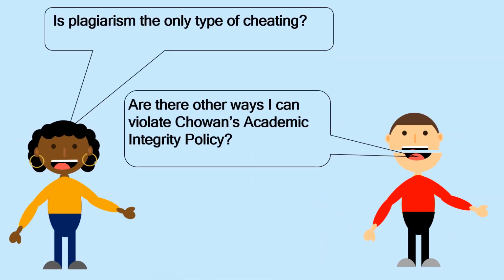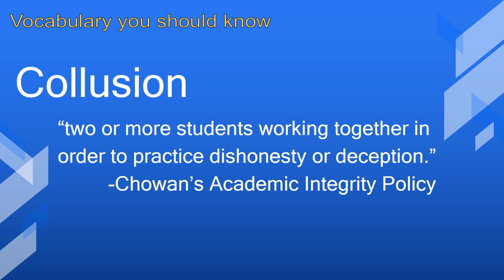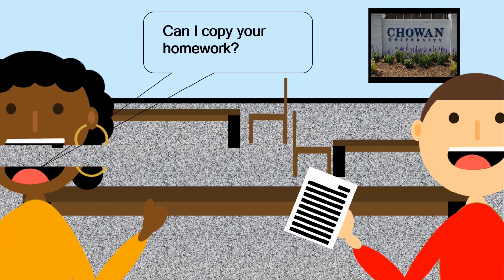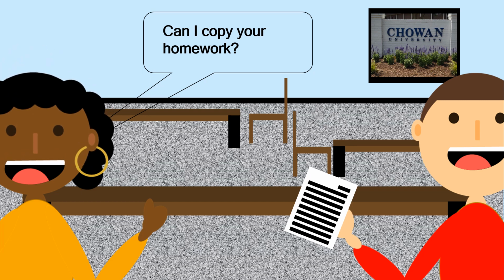In addition to plagiarism, Chowan's academic integrity policy identifies two other types of cheating. They are collusion and fabrication. Chowan's academic integrity policy defines collusion as two or more students working together in order to practice dishonesty or deception. Examples of collusion include allowing another student to copy your work or if you copy the work of another student.